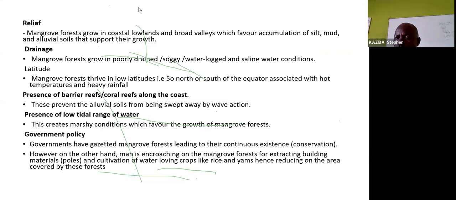You give the factors why it grows there. For example, if they say, with reference to any one mountain, explain the influence of altitude on vegetation distribution, you identify the height: between this altitude and this altitude, you have this vegetation, with these characteristics, and it grows there because of these factors. Then above that height, we have this vegetation, with these characteristics, and it grows there because of these factors.